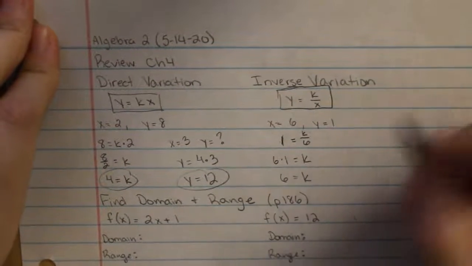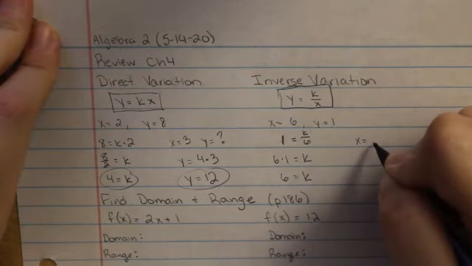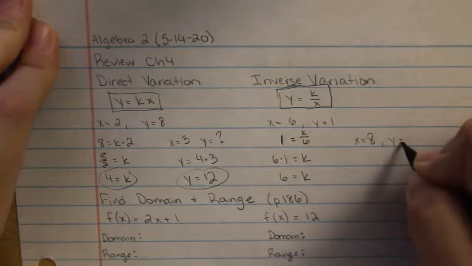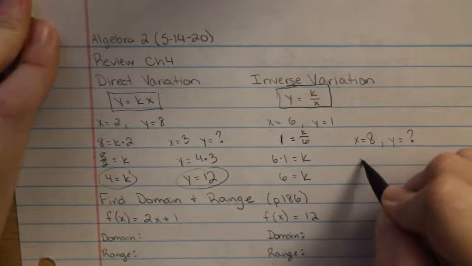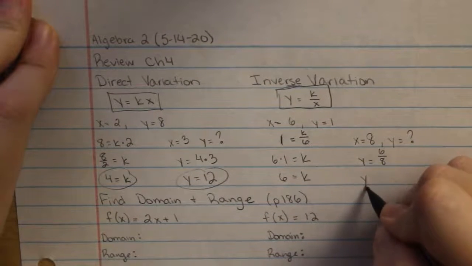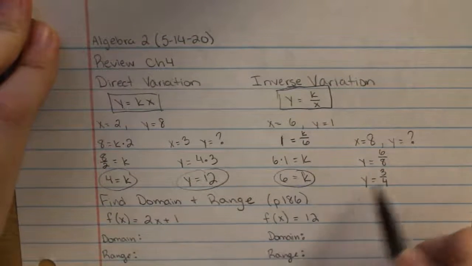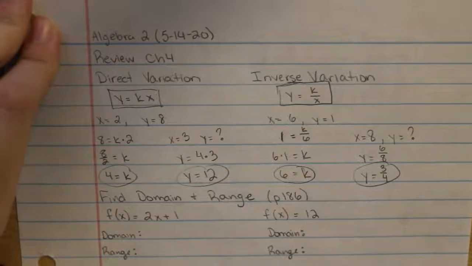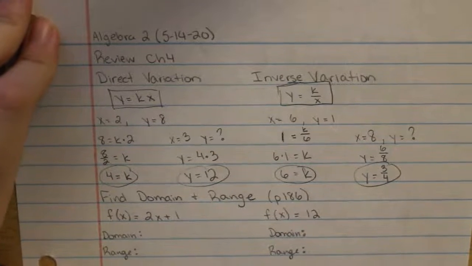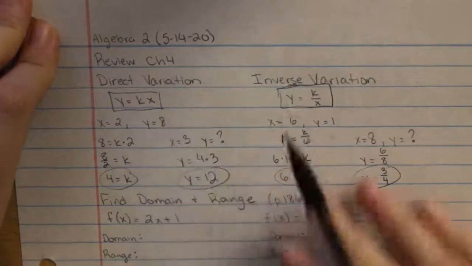So here, if I were to tell you what happens when x equals, let's just say x equals 8, y equals what? So here I would set this up and I would say y equals 6 divided by 8. I'm going to simplify that down to y equals 3 over 4. So there you can see that I have my constant, and I also have my new y value. These come in handy when you're graphing and when you're charting stuff. It's good to know inverse versus direct.